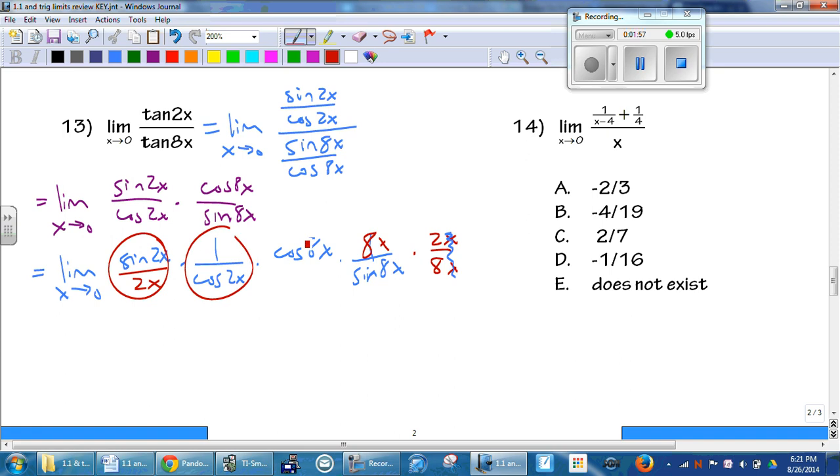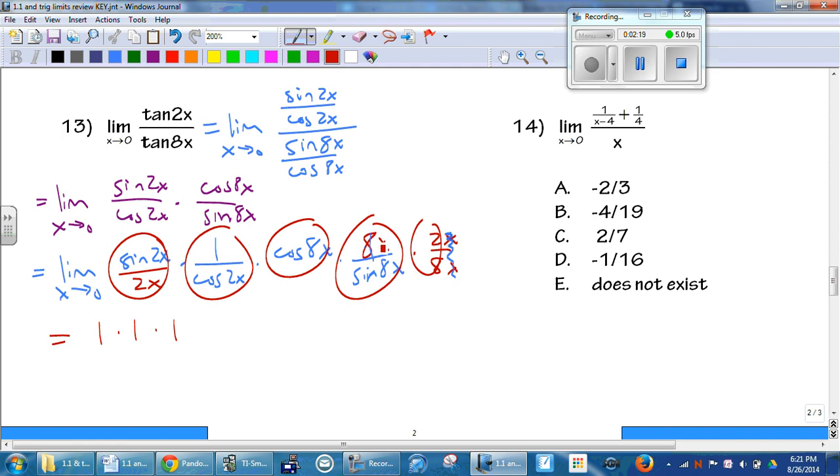So we have 5 parts to this limit. First part, limit as x approaches 0 of sine of 2x over 2x, that's just going to be 1. Limit as x approaches 0 of this, we're actually using direct substitution. You get 0 in here. Cosine of 0 is 1. 1 over 1 is just 1. Cosine of 0, again, is just 1.